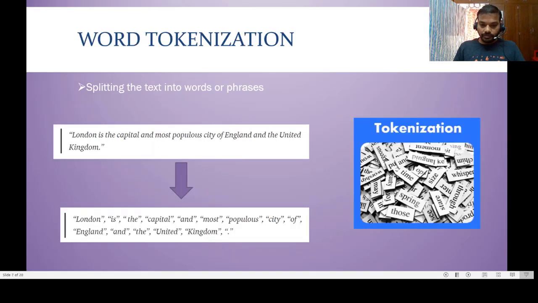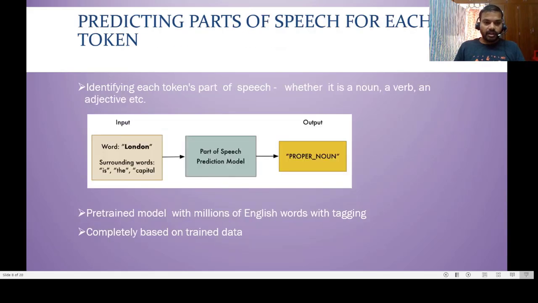Then the next step will be, even from the sentence, split it by word using the space. And the next one will be predicting the part of speech. For each word in that sentence, you have to identify which is a verb, which is a noun, which is an adjective. Based on that, it will identify what that particular statement is talking about, so it identifies the subject, and based on that subject it will give us the result.